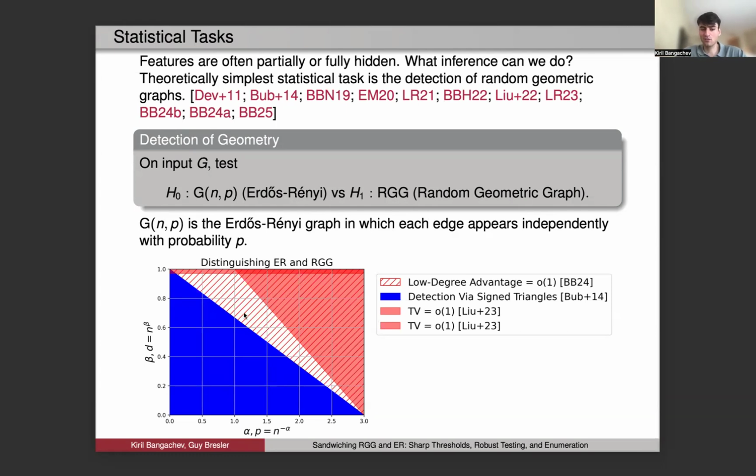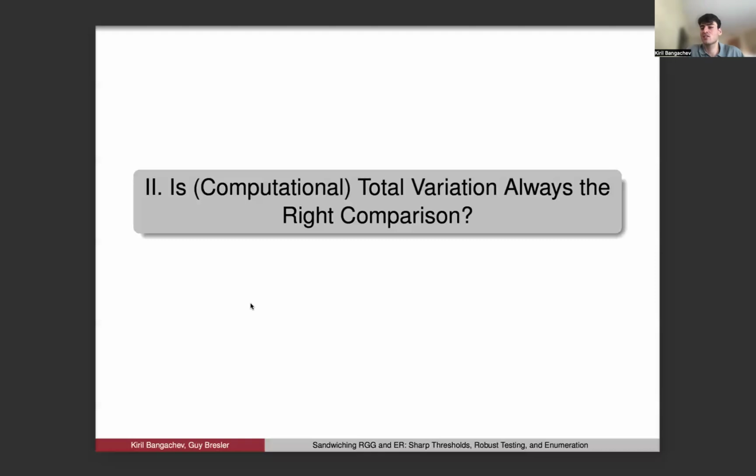Finally, there is some white region, which we haven't fully resolved yet, but last year there was some progress by me and Guy Bresler again, and we showed that the low degree advantage is close to zero. In particular, this means that there is no low degree test, and it's also some heuristic for computational hardness. Still, the white region has not been resolved till today, to the best of my knowledge, and it is a very exciting mathematical question. However, in this work, we depart from considering the total variation question, and in fact, we ask, is total variation even always the right thing to compare?